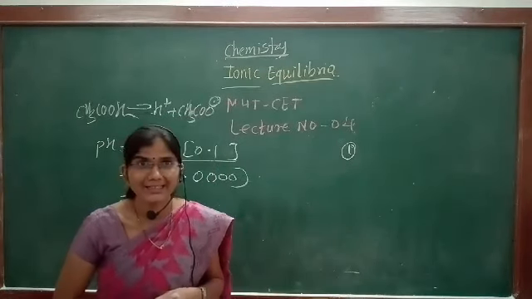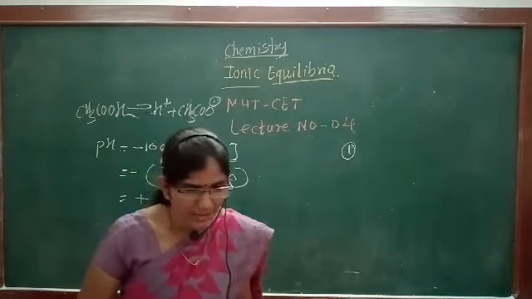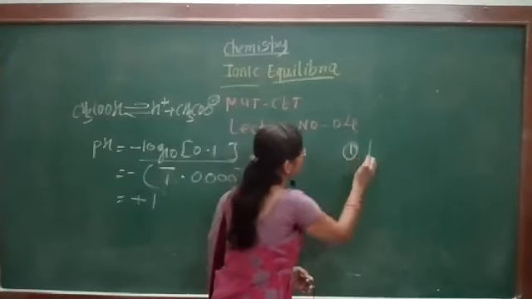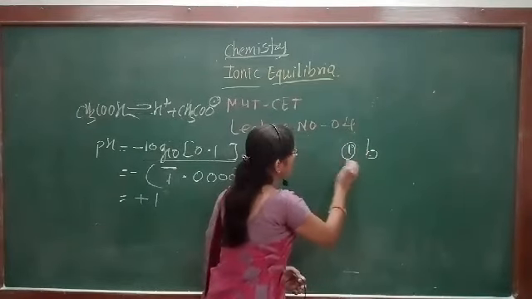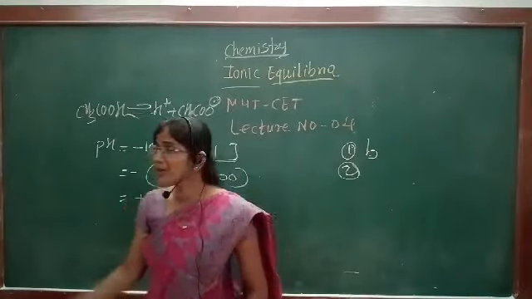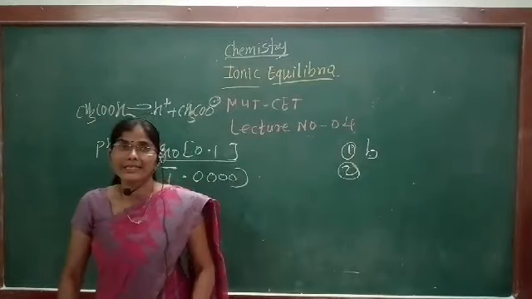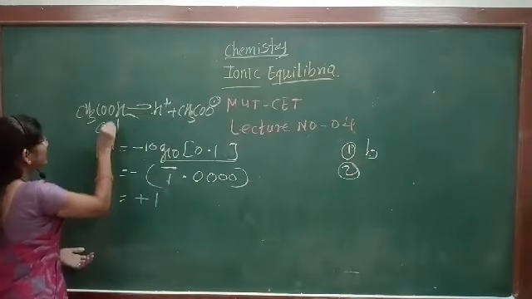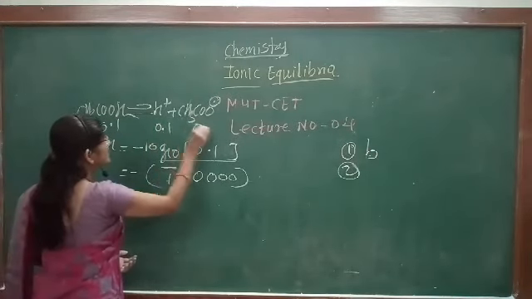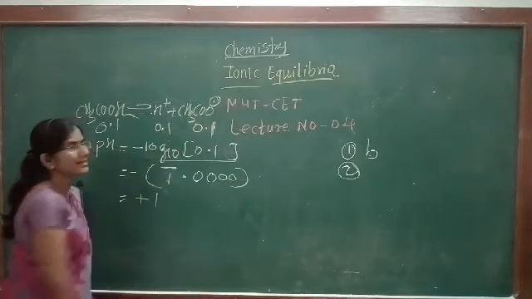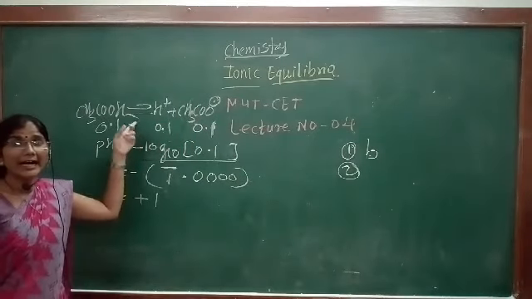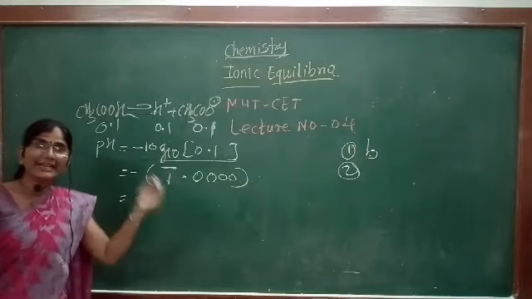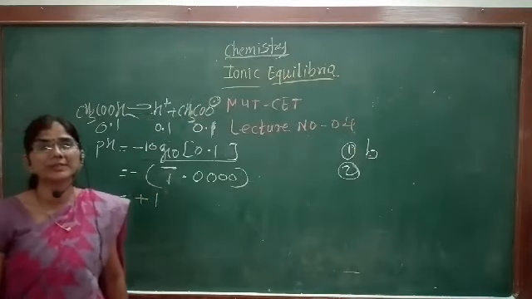But it is incorrect. Why is it incorrect? The answer of this first question is B. And why is it B? Because it is a weak electrolyte. If it were a strong electrolyte, then 0.1 would be all dissociated into its ions. But it is weak, and therefore less than 0.1 will be dissociated.